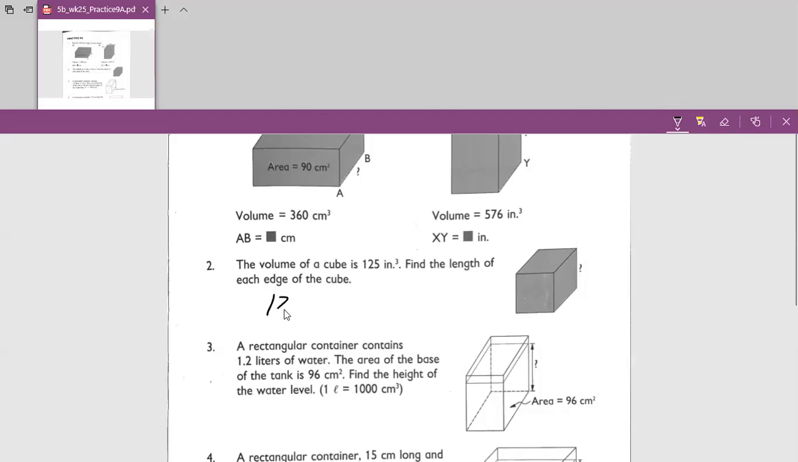Okay. All right. 125 inches cubed. We want to figure out the length of the edge of the cube. So this will be equal to 5 times 5 times 5. So the length of the cube will be 5 inches. Okay. And this is how you do it. Since the cube has equal edges, the length, width, and height are all 5.